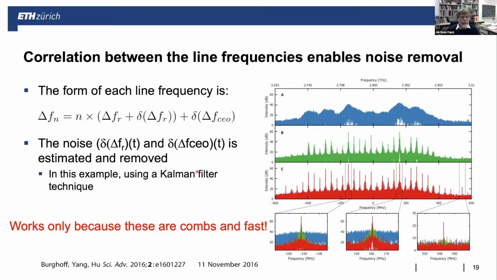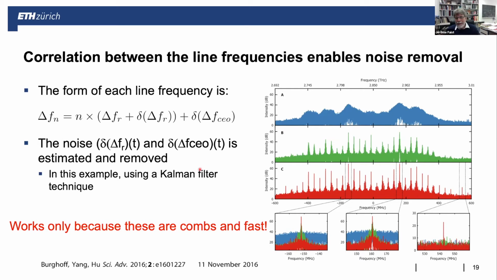He basically showed that since you know that the two combs that you're observing have only two possible sources of noise. One noise would be the offset frequency that is jittering. The other noise is the repetition rate that is jittering. And therefore, since you're acquiring hundreds of modes, but you know that there are only two parameters that will generate that noise, you can actually infer the noise from the measurement.